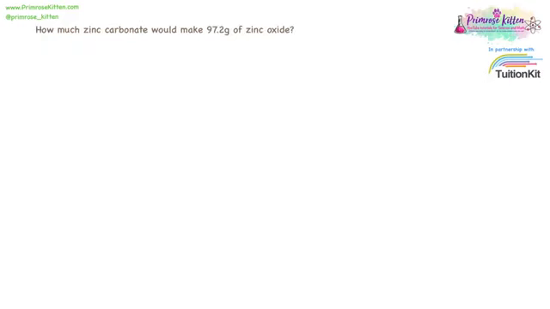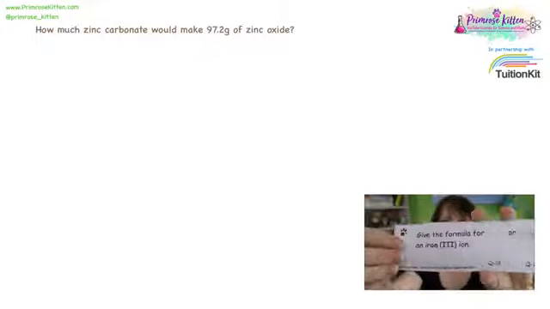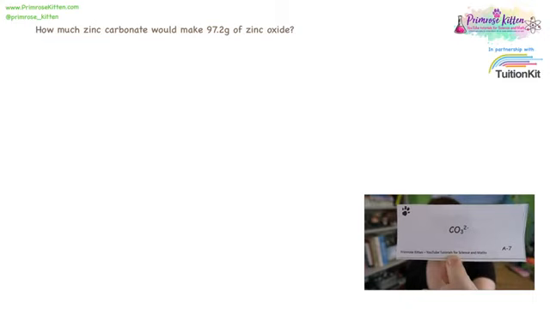How much zinc carbonate would make 97.2 grams of zinc oxide? This question is quite a short question, but there are quite lots of things to do. First of all, we have to work out the formulas from knowing your ions of zinc carbonate and zinc oxide. Not only do you need to know the formula for the ions, but you need to know how to put them together.